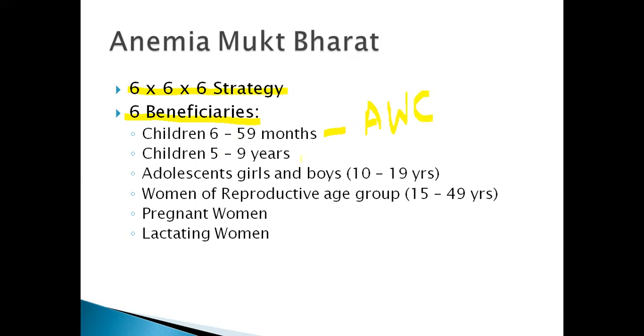Then these children aged 5 to 9 years are what we call the primary school children. Then we have the adolescents. Now, all our anemia programs have talked about adolescents, but mainly about adolescent girls. But here we are also talking about adolescent boys.